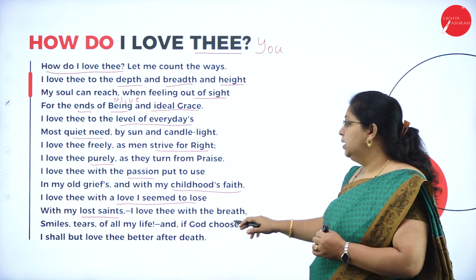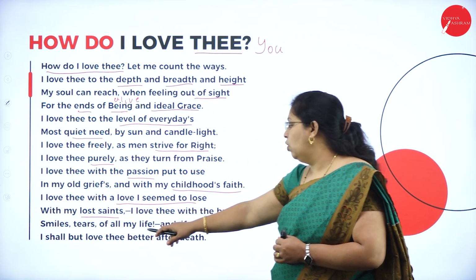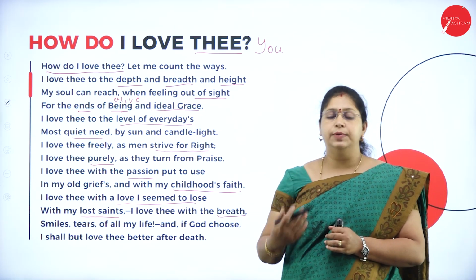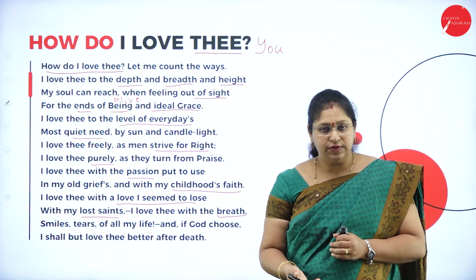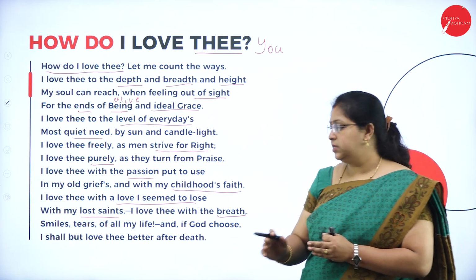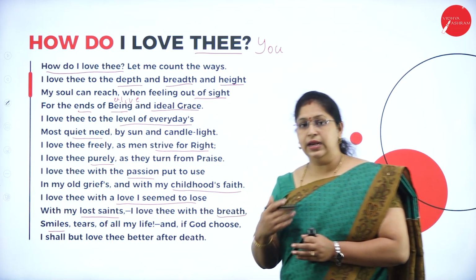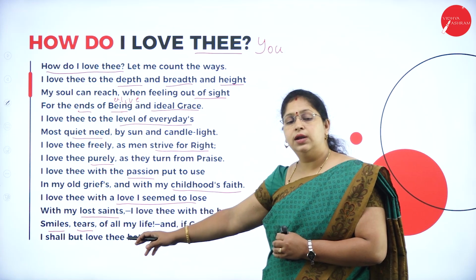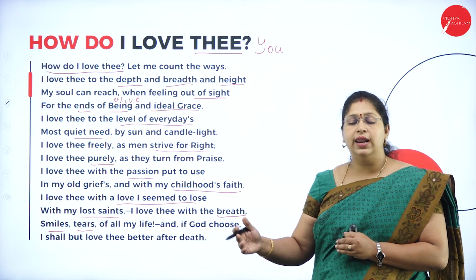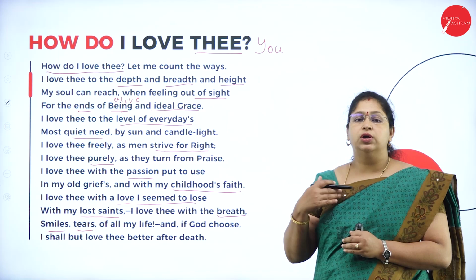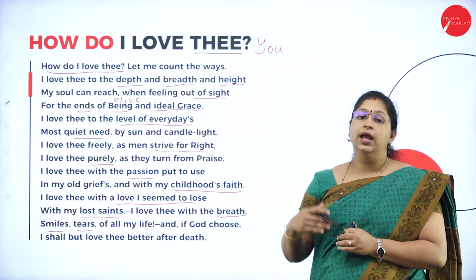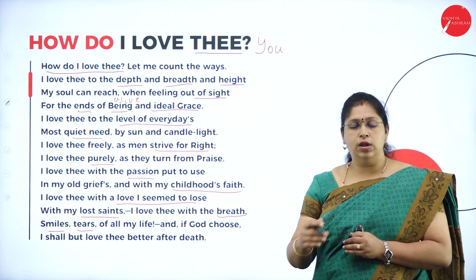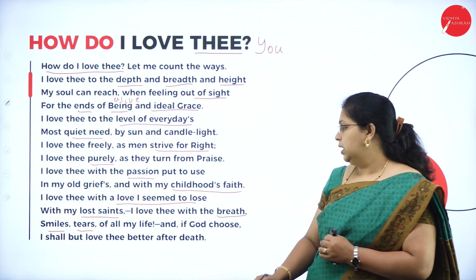I love thee with the breath, smiles, tears of all my life. How does she love? She loves with breath, meaning every breath she takes in and lets out, she loves him, that is her husband. In every smile, she loves him. In every tear, she loves him. That is of her life. So for her, all her life, whatever smiles she has, how many breaths she has taken, and whenever she has shed tears, in all these moments, she loves her husband.